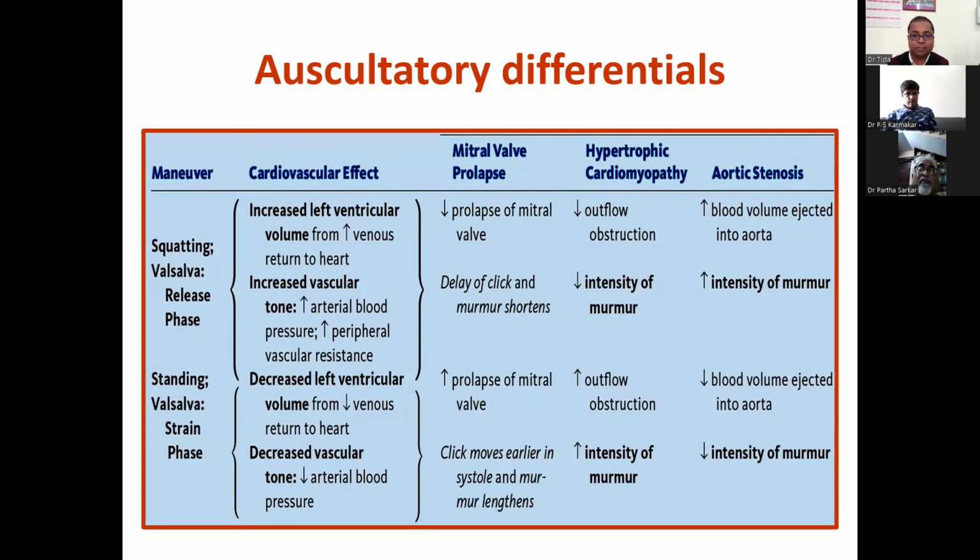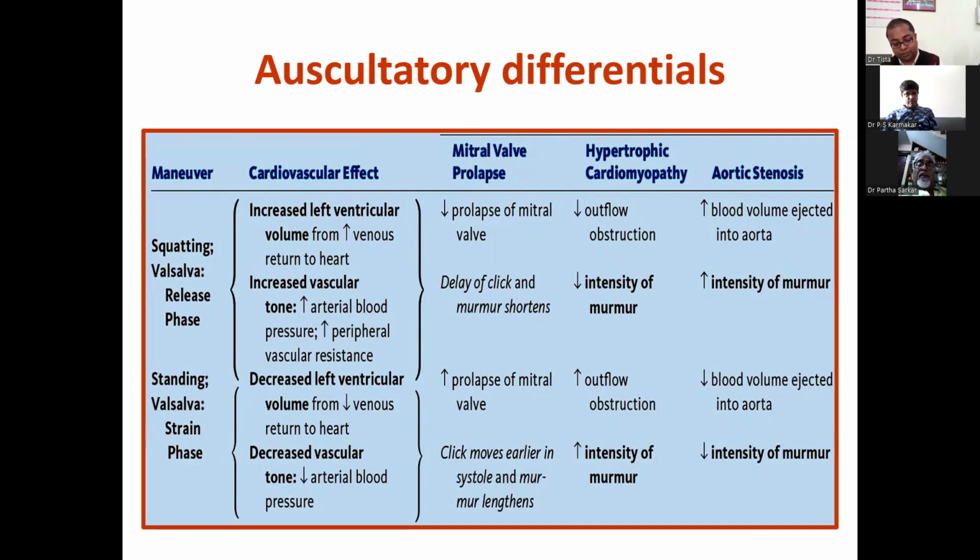What happens in aortic stenosis during squatting? When the patient is squatting, there is increased venous return to the heart, so the left ventricular volume is increasing. So more volume is ejected into the aorta, and hence the murmur of aortic stenosis increases in intensity. But conversely, in HCM the ventricle size is already decreased, and there is outflow obstruction, so there will be a decrease in the intensity of the murmur.